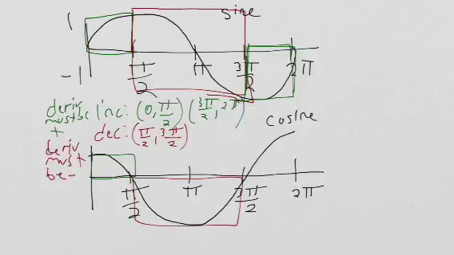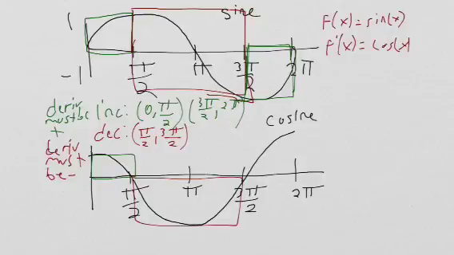One way of saying that is we say f of x equals sine of x, then f prime of x equals cosine of x. So the instantaneous rate of change of sine can be found by using cosine. That's the derivative.